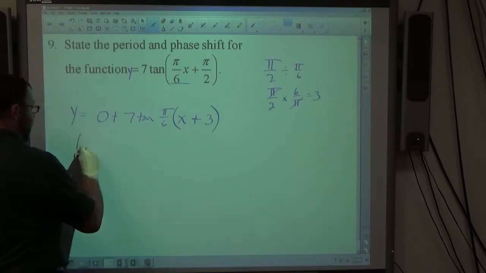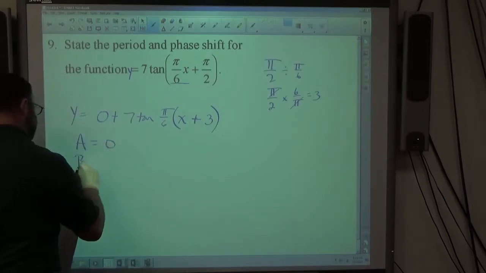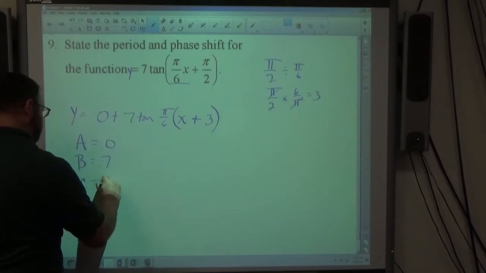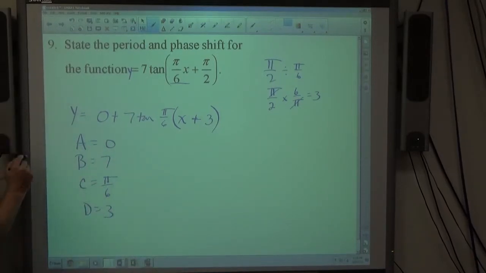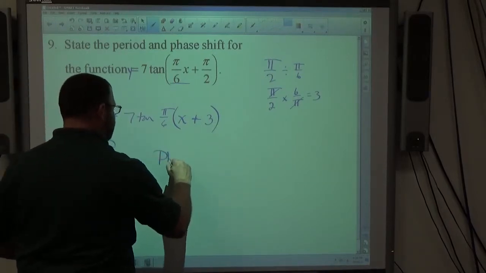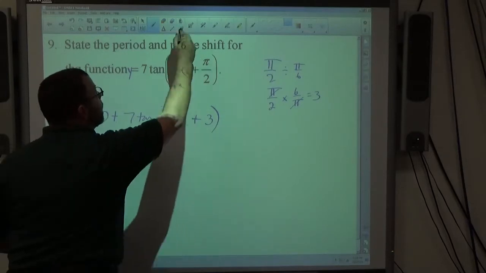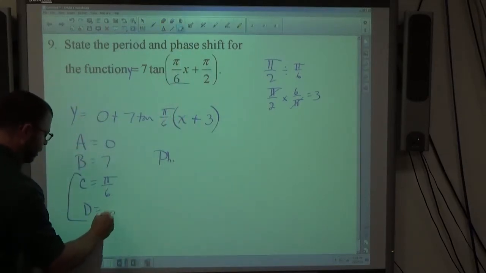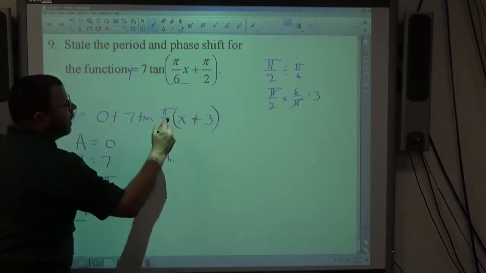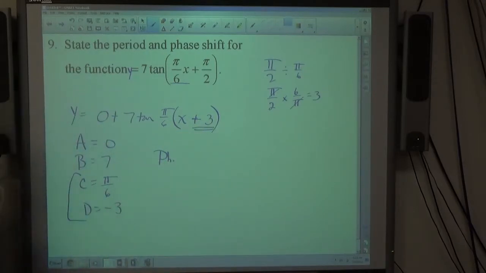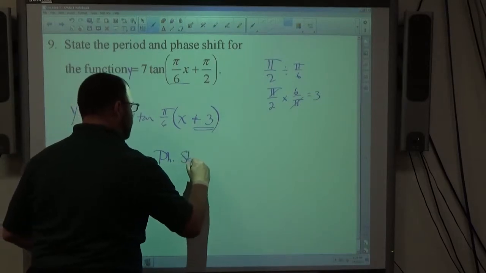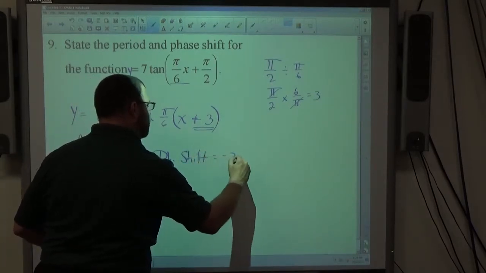All right. Once again, I can identify a, b, c, and d. And if I'm asking for period and phase shift, I need these numbers. Once again, the phase shift is real simple. Oh, and I messed up on the phase shift. That's simple that I messed up. But this is positive 3, and again, we always change the sign for d, so d is going to be negative 3. So my phase shift on this one is going to equal negative 3.